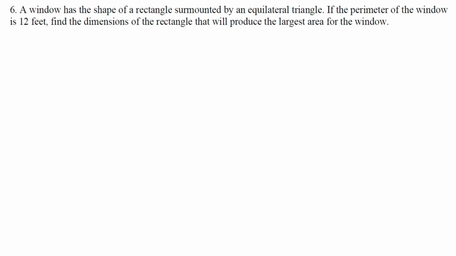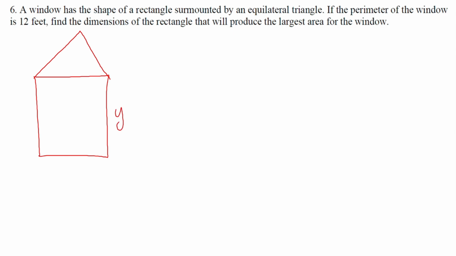For our next one here, we've got a window that is a rectangle with an equilateral triangle on top. So I'm just going to draw that. Here's my rectangle. Here's my equilateral triangle surmounting it up on top of it. We know that the perimeter is 12, and we want to find the dimensions that give us the largest area. So we have 12 feet of material to make the perimeter of this window. So I'm going to label my picture here. I'm going to call these y over here, and these will all be x, right?